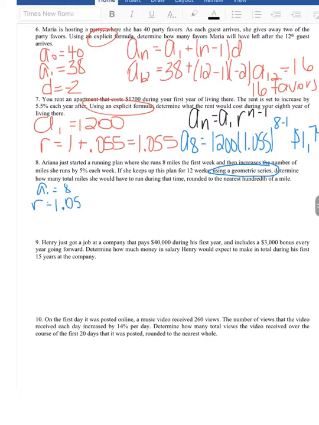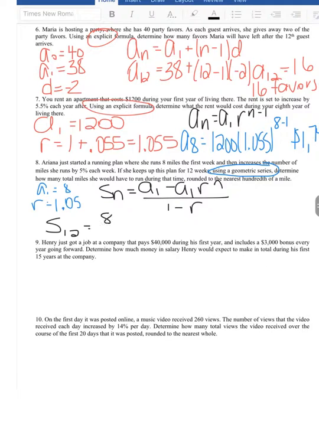So that formula, again, it's on your reference sheet, so you don't have to memorize, is S sub n is equal to a sub 1 minus a sub 1 times r raised to the n divided by 1 minus r. So we're looking for, how many weeks did this say? For 12 weeks. So I'm looking for the sum of the first 12 numbers.